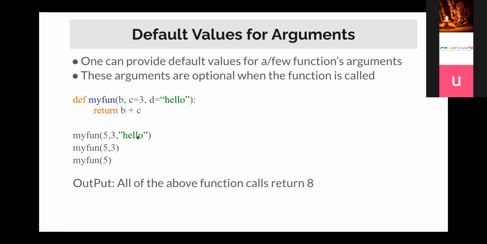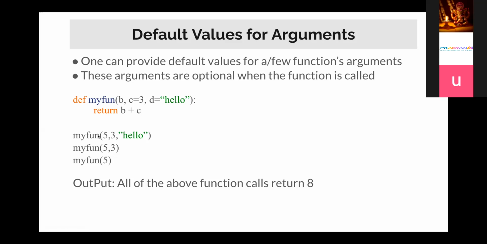In the first function, when I pass 5 and 3, the return is B plus C, which is 5 plus 3, that is 8. In the second also, I am passing these two, still B plus C is 8. In the third also, I am passing only 5, but the default for C is 3, so 5 plus 3. So all these function calls will return the value 8. This is how it works.